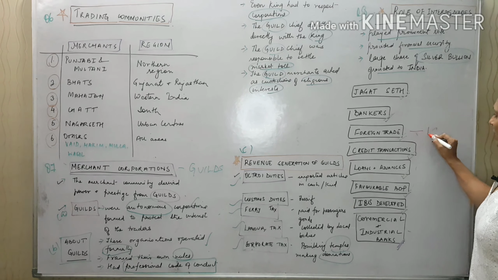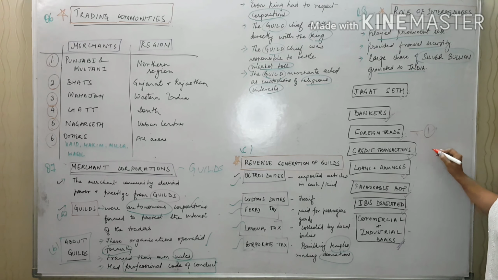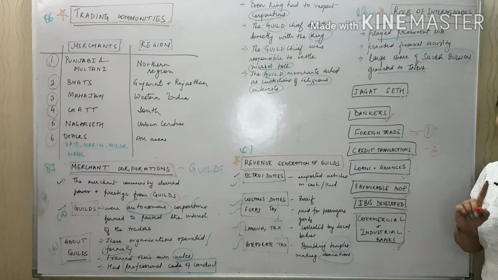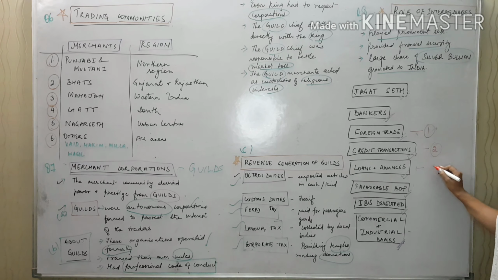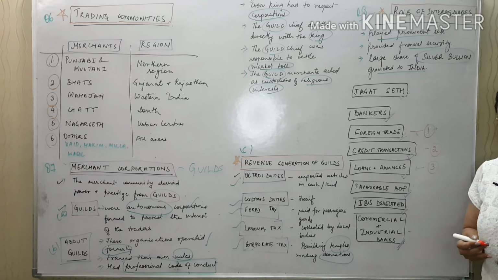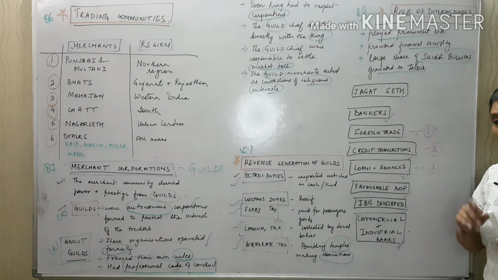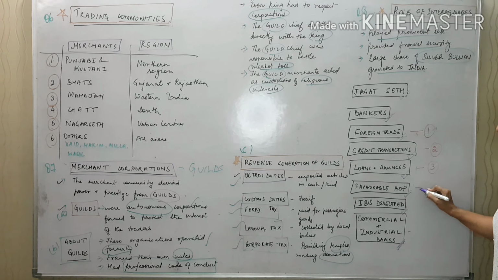One, they helped in foreign trade as intermediaries. They helped in carrying on credit transactions. We talked about letter of credit also, and hundi and chitti we're going to explain later on. Then there were loans and advances given by these Jagat Seths as well as Nagar Seths and those bankers which we talked about. Then there was a favorable balance of payment. Why was there a favorable balance of payment?